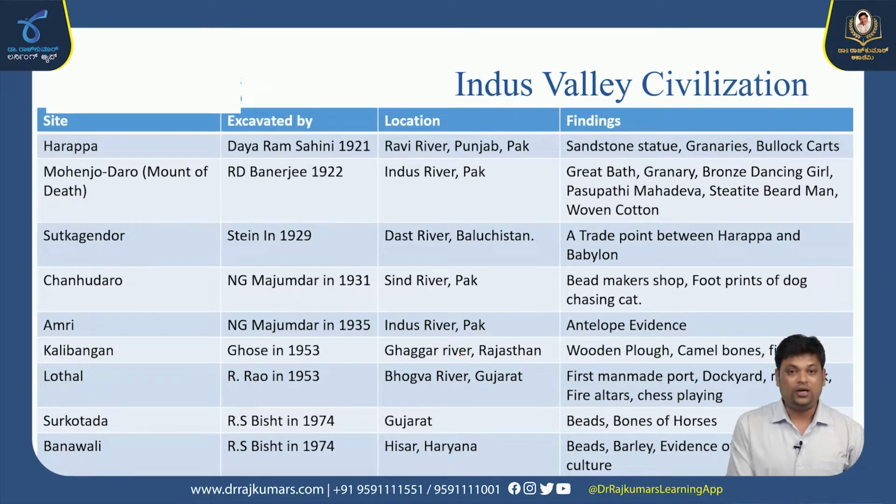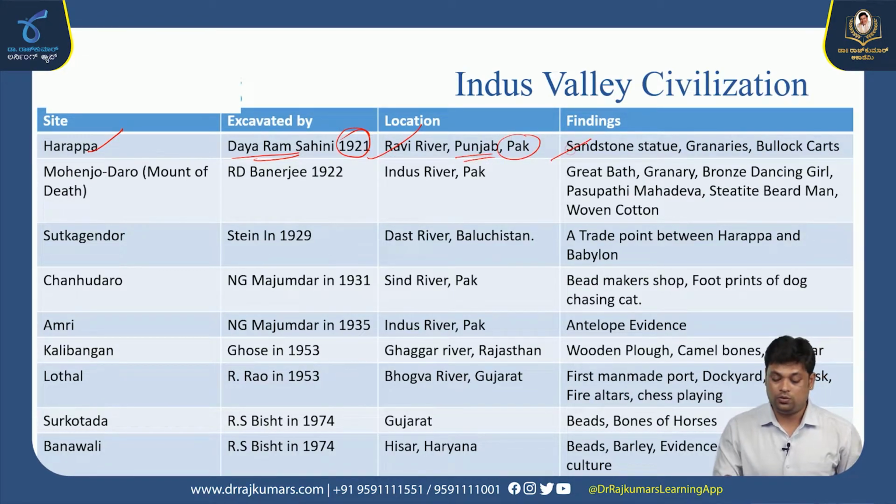So the important cities: who excavated that city, where it is located, and what are the findings. Harappa is the city excavated by Daya Ram Sahni in the year 1921, located on the Ravi River, that is Punjab, Pakistan. A sandstone statue, also granaries and bullock carts were found in this region.